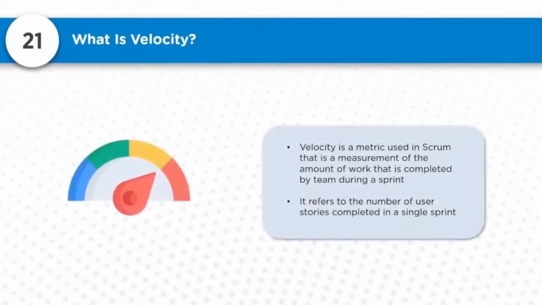So what is velocity? Velocity is the metric used in Scrum that is a measurement of the amount of work that is completed by the team during the sprint. This helps to measure how things are moving, how fast they are moving. It refers to the number of user stories completed in a single sprint. So this speaks about that speed, or velocity, how fast we are going, how slow we are going. This helps us make variations depending on what the business needs.